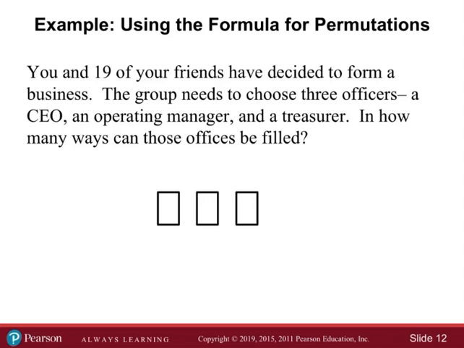Okay. So we have 19 friends, and we have these three different officers that we're trying to fill. Let me see. We have the CEO, operating manager. Let me do this. Operating manager. And I'm just going to shrink this down to size.